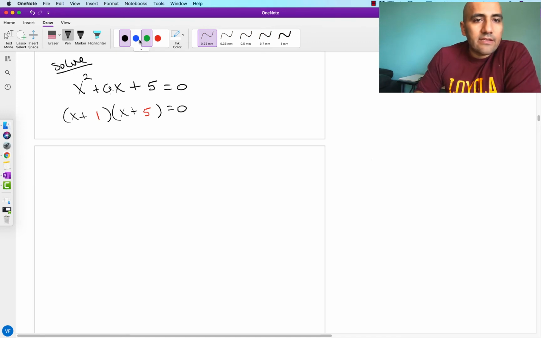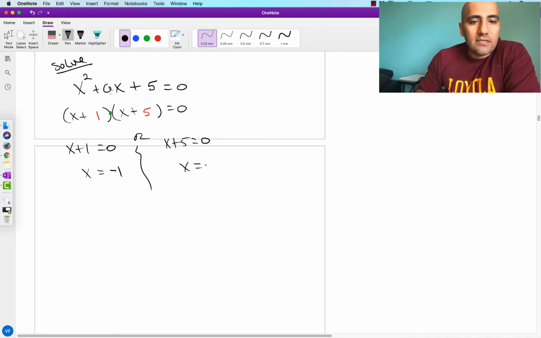And then we can take advantage of the zero product property, which says that either the x plus 1 equals 0, or the x plus 5 equals 0. And so either x equals negative 1 or x equals negative 5 are both solutions. And we can check them.